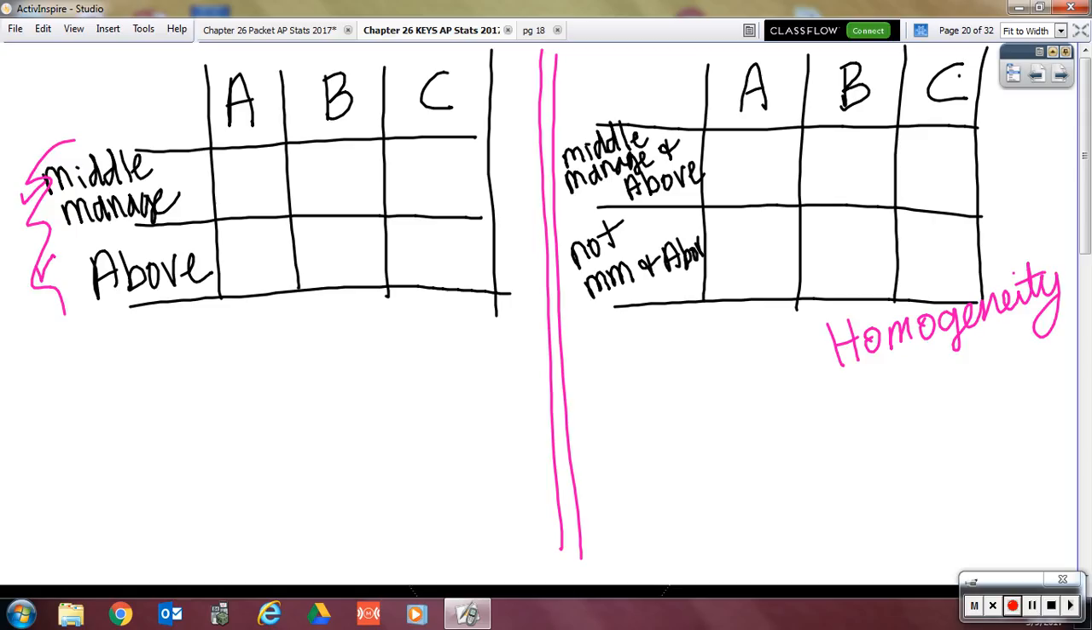I would hope that the ones they have on the AP exam are more obvious, clear cut between homogeneity and independence, especially because one year they did mark off if you called it the wrong thing. So that's why we try to have these discussions. Yes, ma'am.